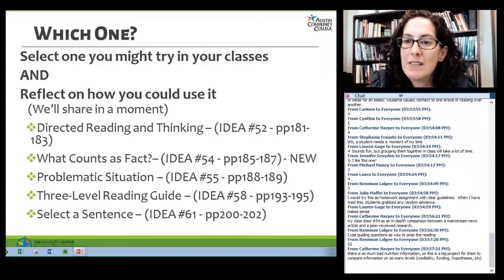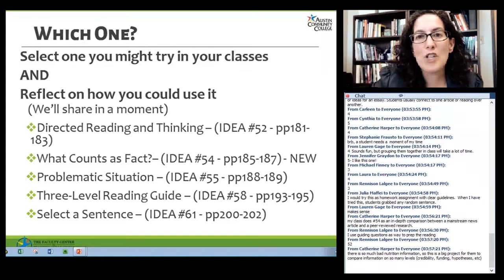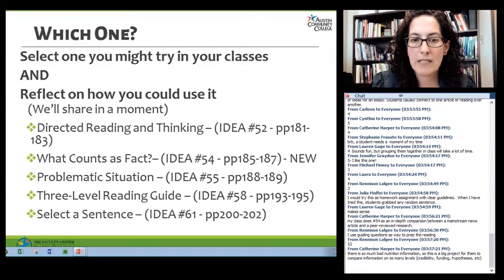So Catherine says there is so much bad nutrition information, so this is a big project for them to compare information on many levels, credibility, funding, hypotheses. That's a great idea. Yeah, so if you're in a field where there's some junk science and some great science, doing what Catherine is suggesting sounds like a really great idea to get them to compare and see the clear difference between those. I love that idea.